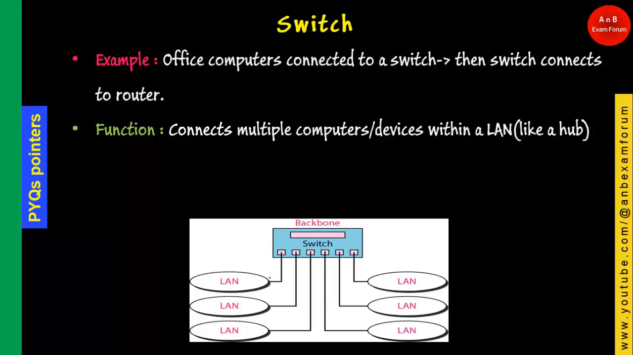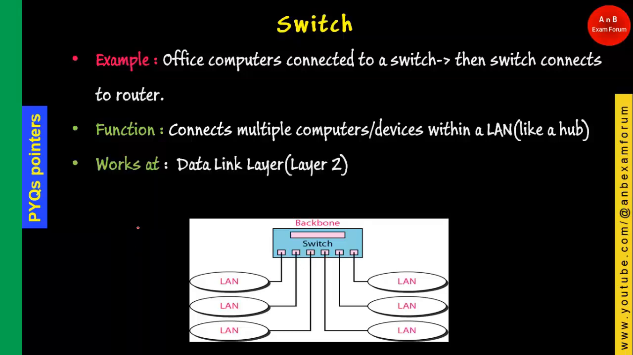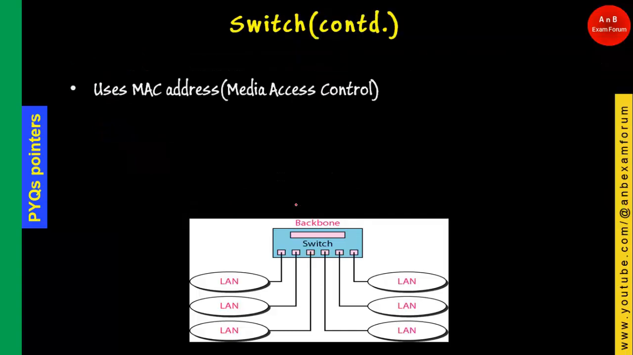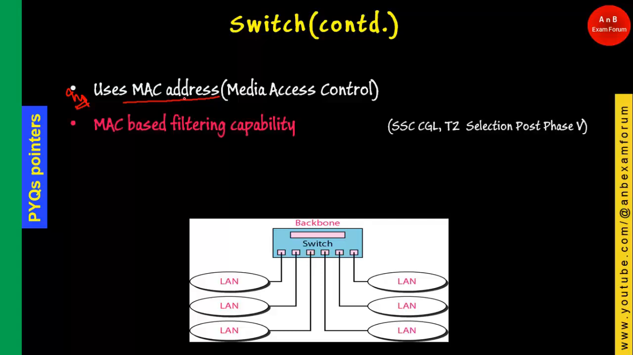It works at data link layer 2, and again it is similar to the bridge in that it is going to forward the data within the same network. And since it works at the data link layer, it is going to use the MAC address, and MAC address, as I told you, is media access control, which is the physical address of your device or your computer. Since it is using MAC address, it is going to have MAC based filtering capability.